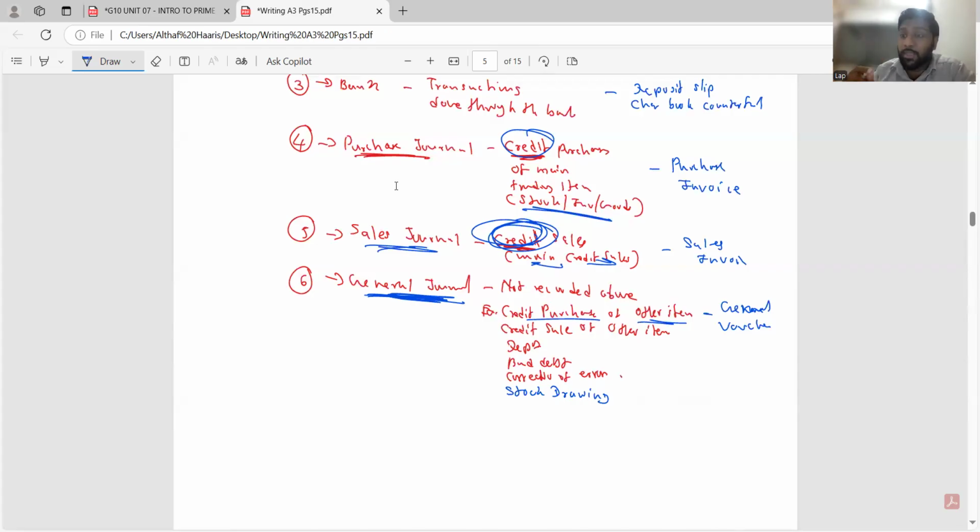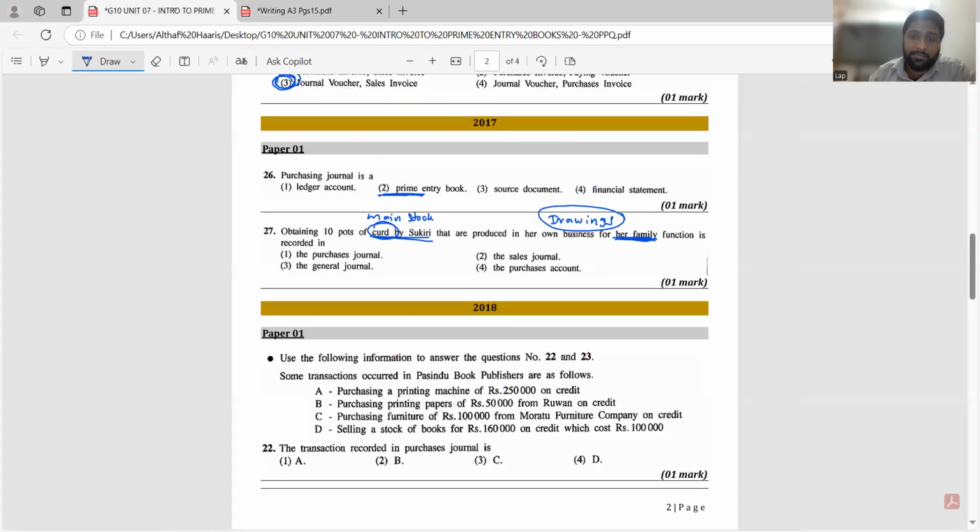So stock drawings, not cash drawings. Cash drawings go to the cash book. Stock drawings will go to the general journal. So general journal is there in the third option. Stock drawings will go to the general journal. Done.